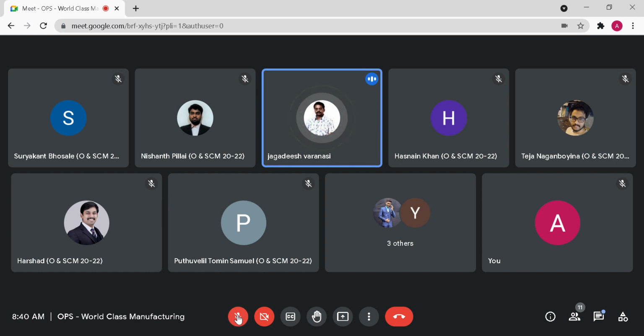Just take 2 to 3 minutes each, each group, and present your views on whatever internship you have done earlier. Based on your internship knowledge, present your views in less than 5 minutes. Each group can come up with your views on how value stream mapping can be applied to the internship you have already done, either a summer internship or whatever it may be.